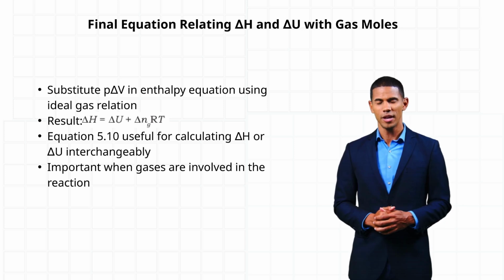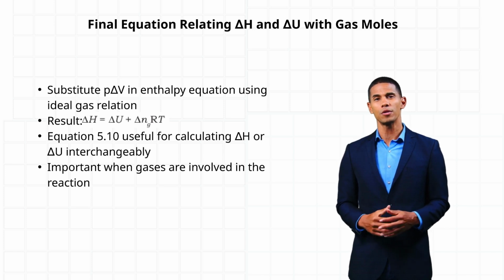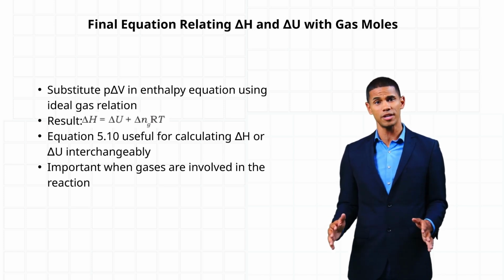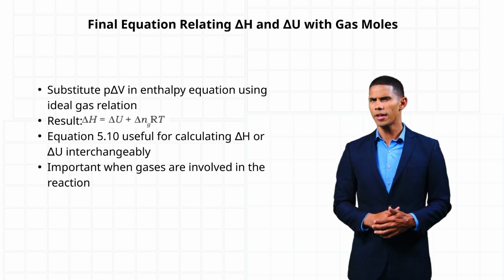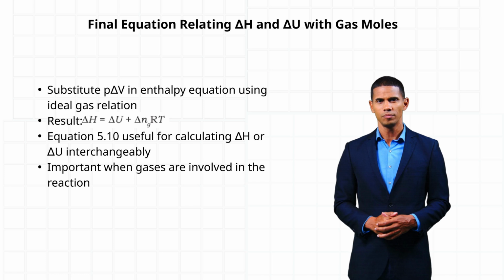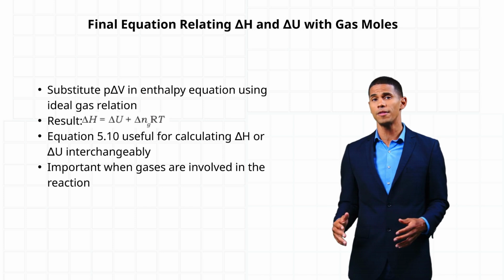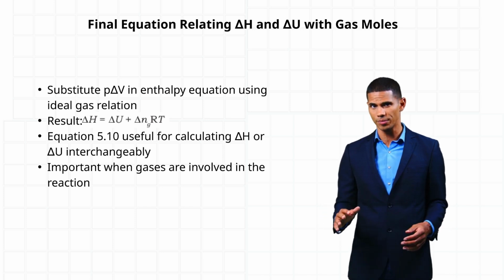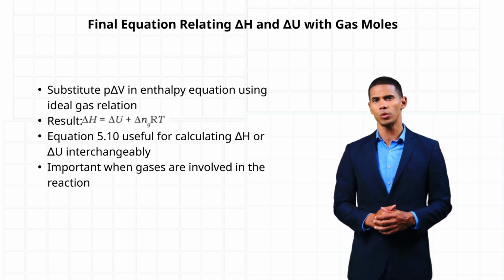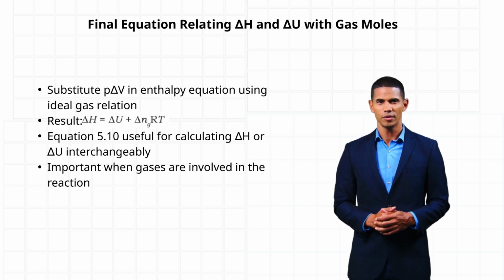Let's tie everything together. We took the general enthalpy equation, delta H equals delta U plus pressure times delta V, and substituted P delta V with delta N subscript G times RT from the ideal gas law. The result, seen in equation 5.10, is a neat formula. Delta H equals delta U plus delta N subscript G times RT. This equation is a lifesaver when calculating enthalpy or internal energy changes in reactions involving gases.